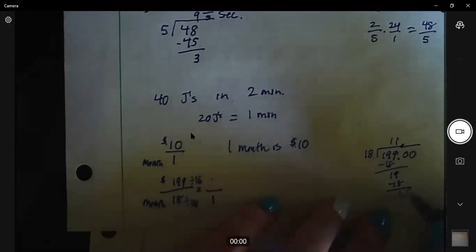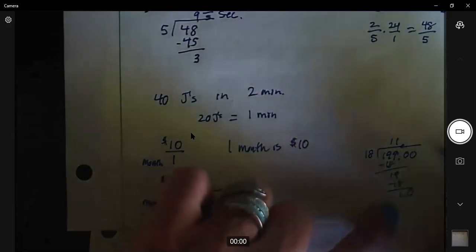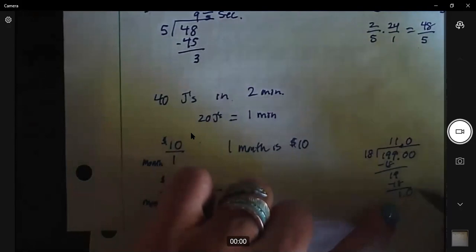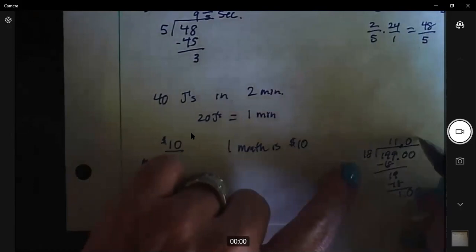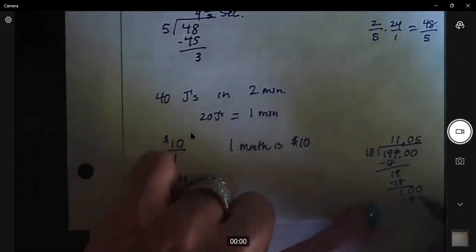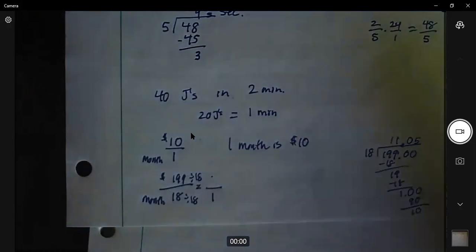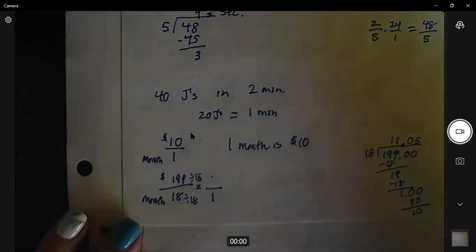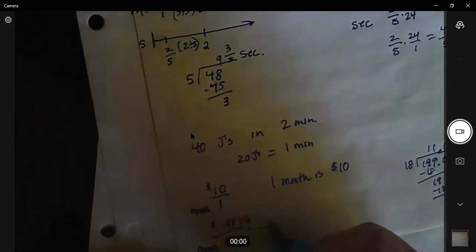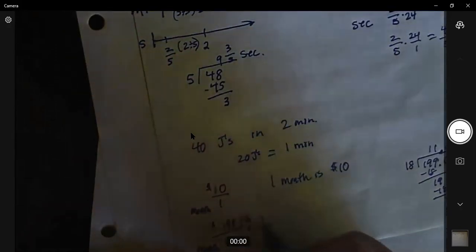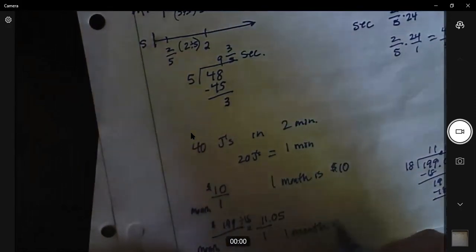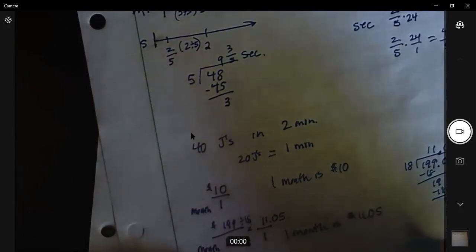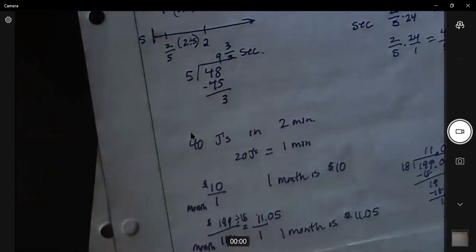All right, so 10. Well, 18 does not go into 10, so we put a 0 there, and we bring down the next 0. How many times does 18 go into 100? So it looks like 5 times, which would be 90. Check my arithmetic there, with 10 left over. So it would be $11.05. So that's what we would have here, which is $199 over 18, $11.05. So with this deal, 1 month is $11.05. So which is the better deal?